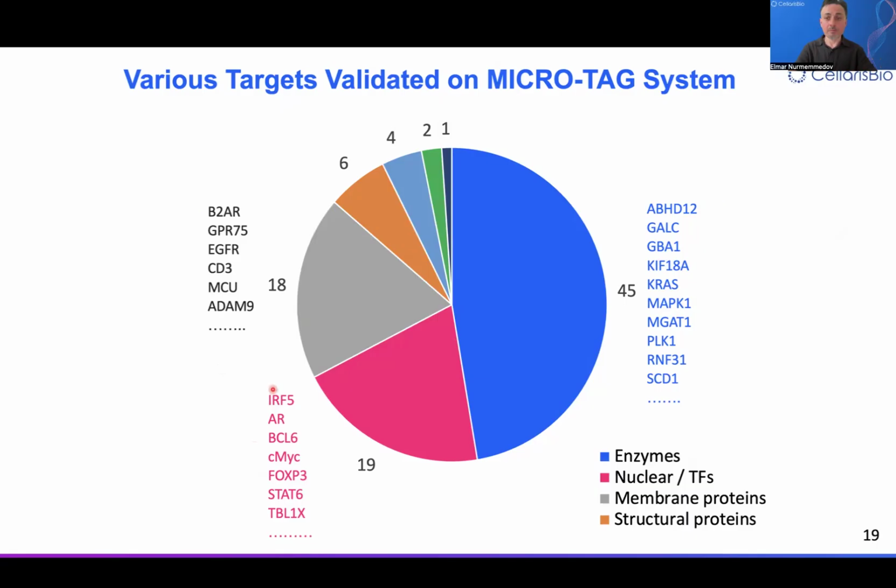We have also worked with membrane proteins, GPCRs like beta-2AR, GPR75, EGFR, and a number of other membrane-bound proteins, and also optimized the system to work with various target families and to make the system sensitive and scalable, dependent on the context of stage of discovery and the target family of interest.